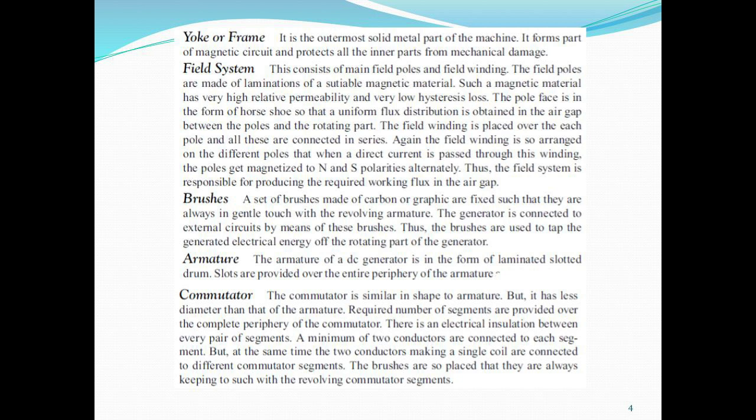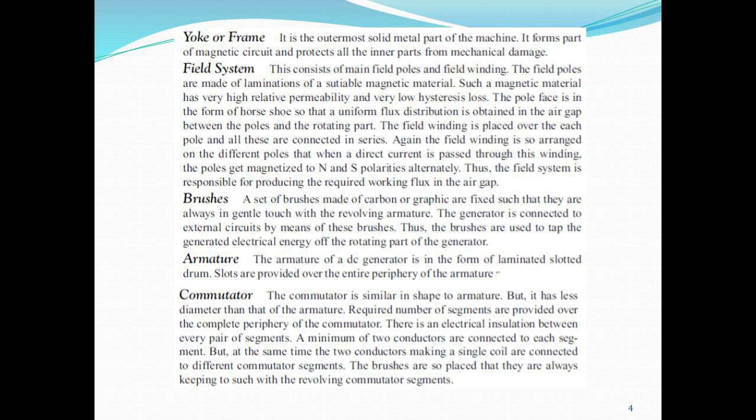Field system. It consists of the main field poles and field winding. The field poles are made of laminations of suitable magnetic material. Such a magnetic material has a very high relative permeability and a very low hysteresis loss. The pole face is in the form of a horseshoe so that a uniform flux distribution is obtained in the air gap between the poles and the rotating part.